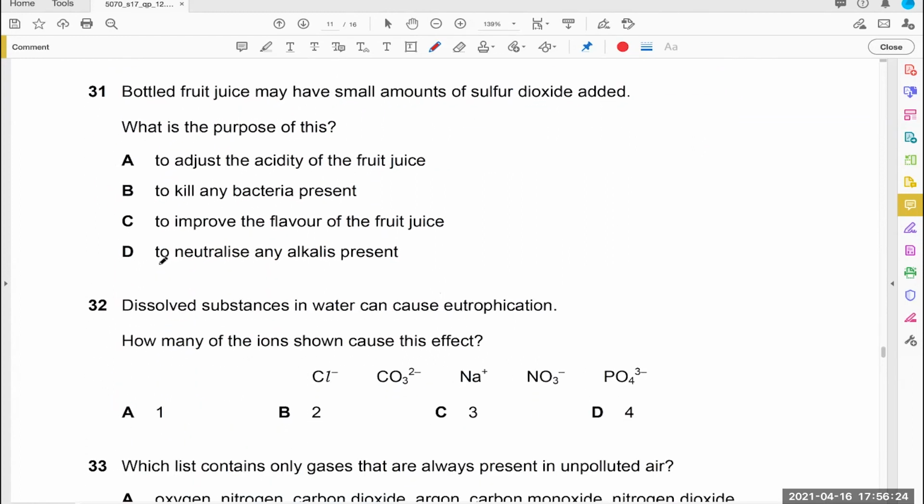Bottled fruit juice may have small amounts of sulfur dioxide added. What's the purpose of this? Why do we add sulfur dioxide? Because it kills any bacteria present. Why? Sulfur dioxide, when it dissolves in water, makes sulfurous acid, which is a weak acid, but because of the pH change, I think the bacteria's cell wall breaks down, so they die. So B is the answer in this.